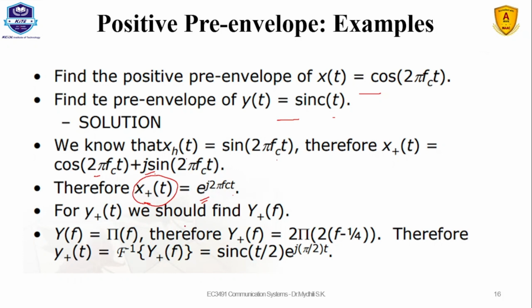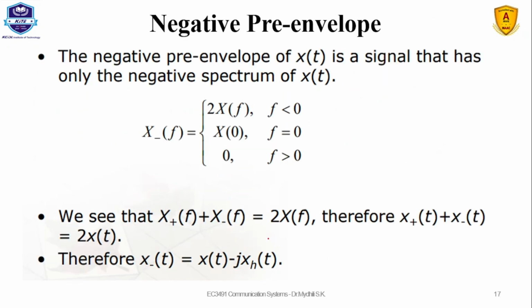So y plus of t should always correspond to y plus of f. What is y of f? It is nothing but pi of f. Therefore y plus of f will be nothing but 2 pi f minus 1 by 4. So y plus of t will also be the Fourier inverse of the function y plus of f. Substituting the same, we will get the same signal terms.